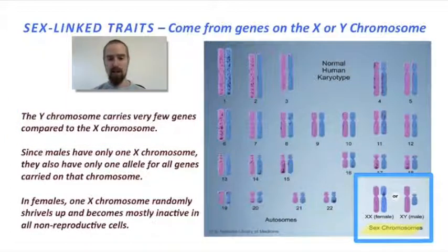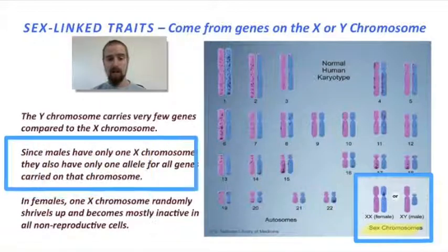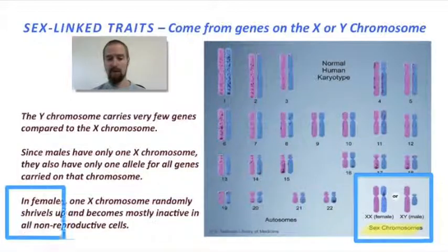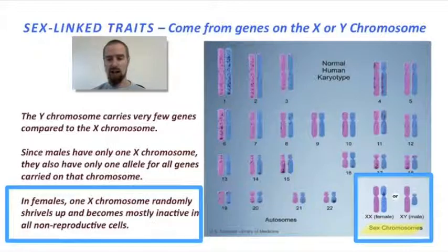Interestingly, though, although the X chromosome contains far more genes than the Y chromosome, the X chromosome contains very few genes that are directly related to sexual development. Since males have only one X chromosome, they also have only one allele for all genes carried on that chromosome. This makes the whole dominant and recessive alleles thing play out differently when we're talking about genes found on the X chromosome. In females, one X chromosome randomly shrivels up and becomes mostly inactive in all non-reproductive cells. And it's not even the same X chromosome that becomes inactive in each cell.